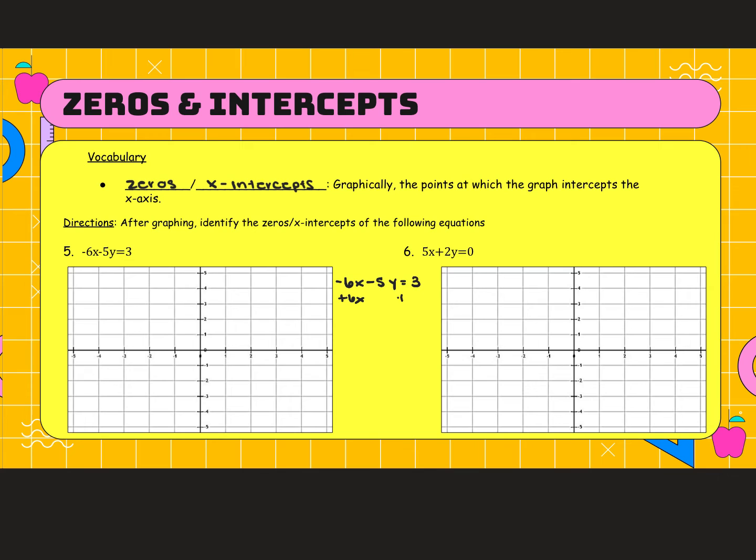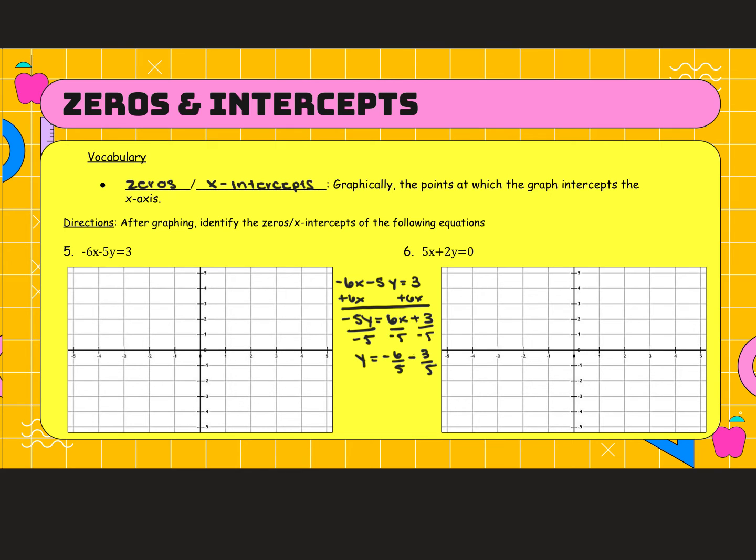Add 6x to both sides. -5y is equal to 6x plus 3. Divide both sides by -5. And I get y is equal to -6/5x minus 3/5. All right, so we know that -3/5 is going to be about -0.6.